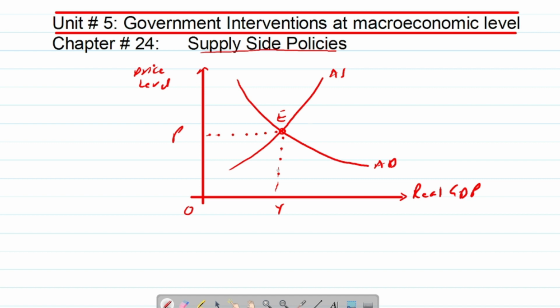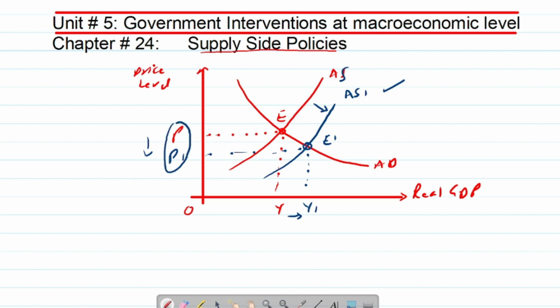Now if there is an increase in aggregate supply, then the aggregate supply curve shifts to the right, so it will move from AS to AS1, and as a result the new equilibrium will move to E1, where real GDP will rise to Y1 and price level will fall to P1. So when government uses supply side policy, if it is effective, then it will increase aggregate supply in the economy, and as a result price level falls, and whenever price level falls, inflation is controlled. And we can also see that there is a rise in real GDP. When real GDP increases, it causes economic growth in the country.